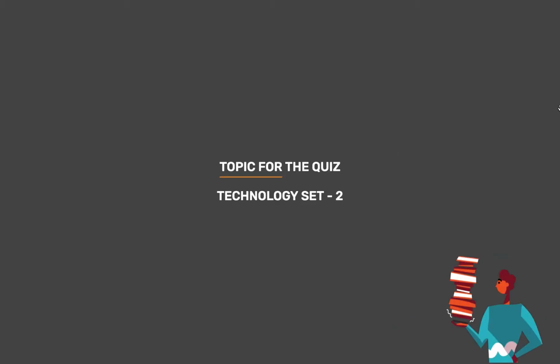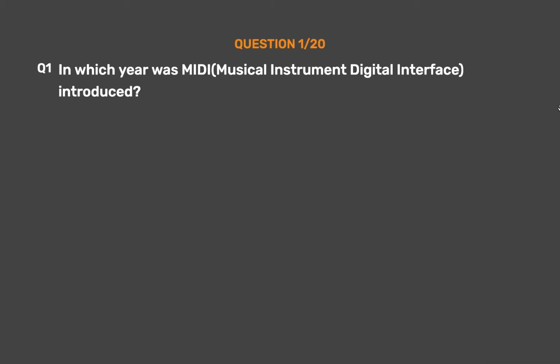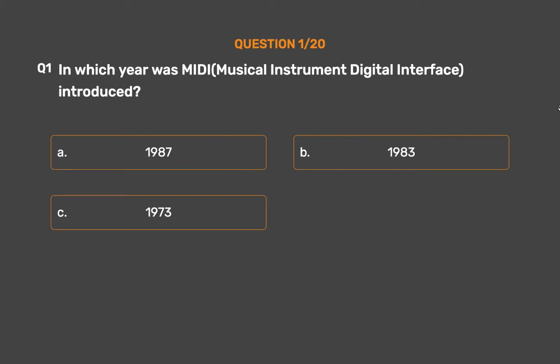Topic for today's quiz is Technology Set 2. Question number 1. In which year was MIDI, Musical Instrument Digital Interface, introduced? Option A. 1987. Option B. 1983. Option C. 1973. Option D. 1977.